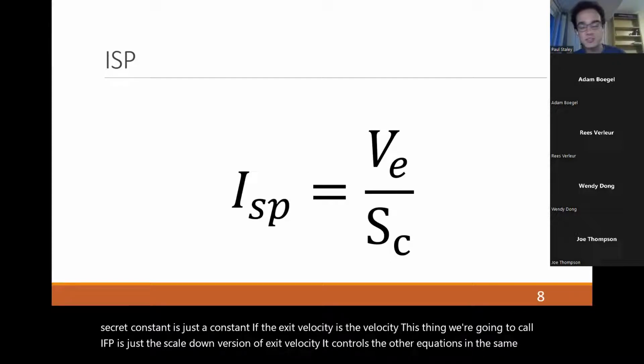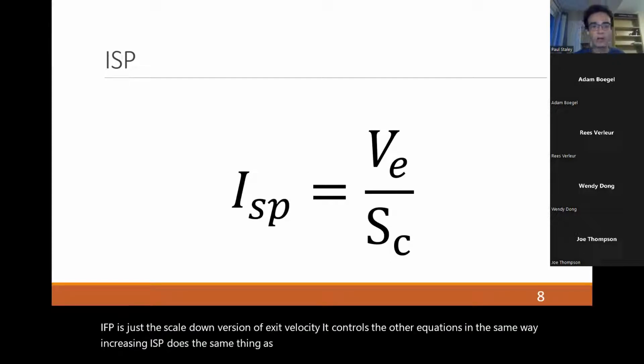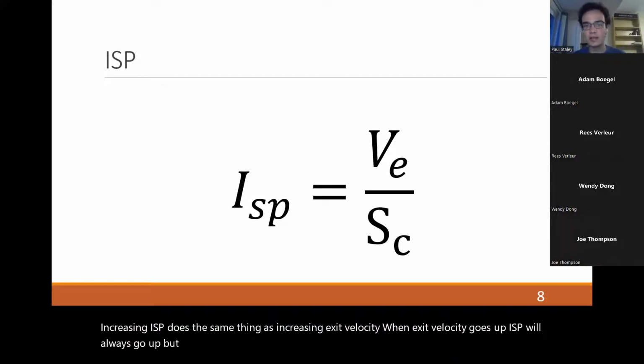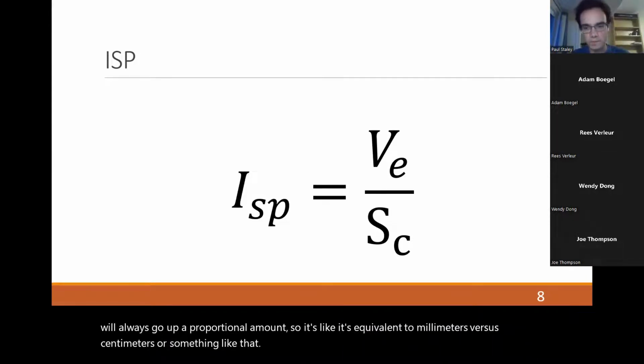Increasing ISP does the same thing as increasing exit velocity. When exit velocity goes up, ISP will always go up a proportional amount. So it's equivalent to millimeters versus centimeters or something like that. Now, here's the really annoying part.